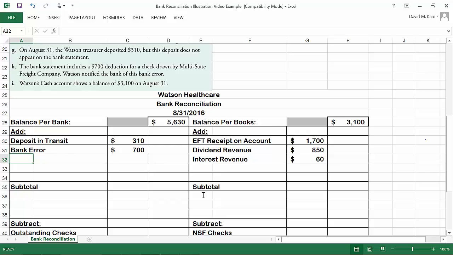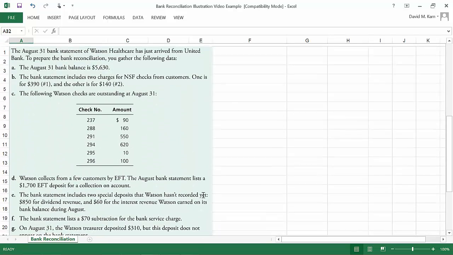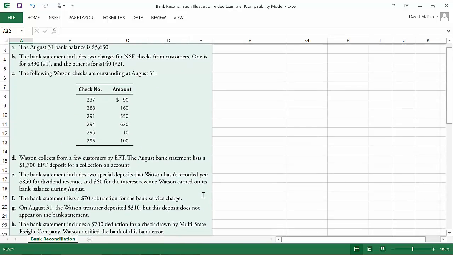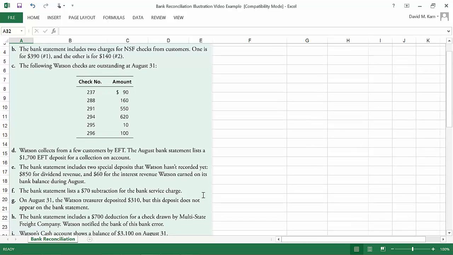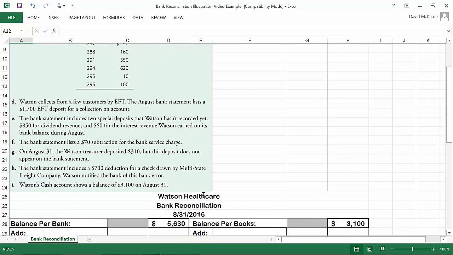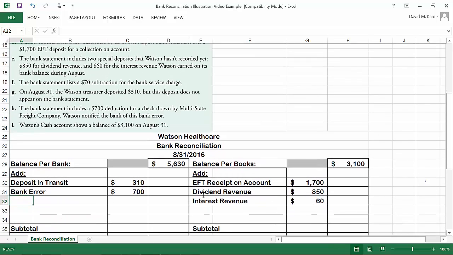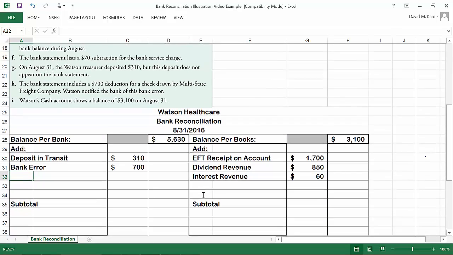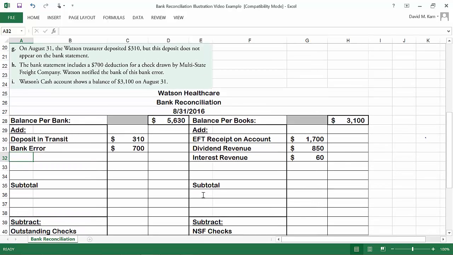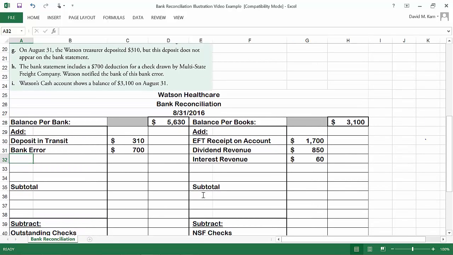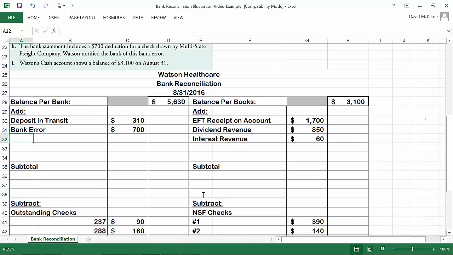Okay, so I think we've gotten through everything. Let's just do a double check. We took care of the bank balance, we took care of the 2 NSF checks, the outstanding checks, the EFT receipt on account, the 2 special deposits, the bank service charge, the deposit in transit, the bank error, and then the balance per books.